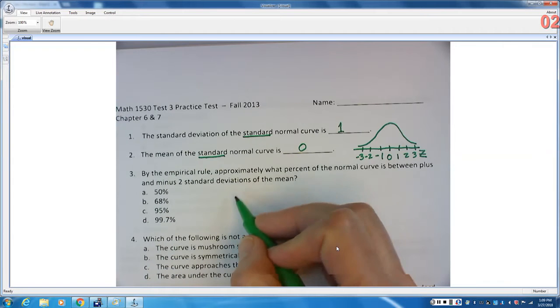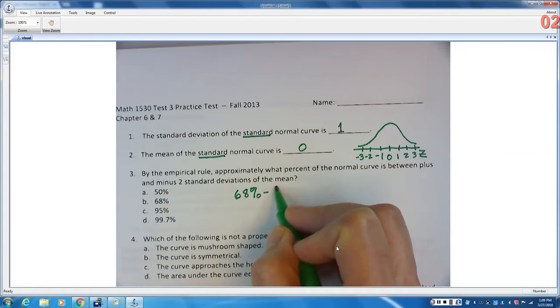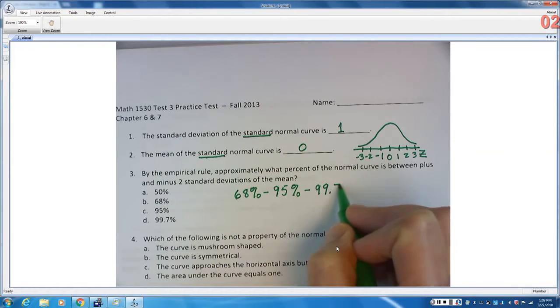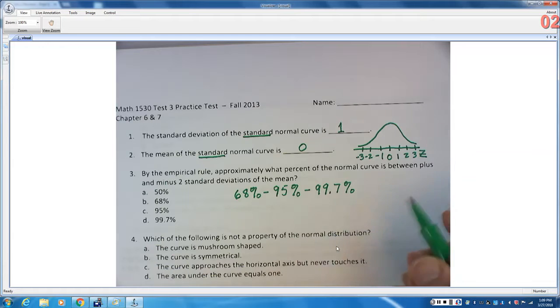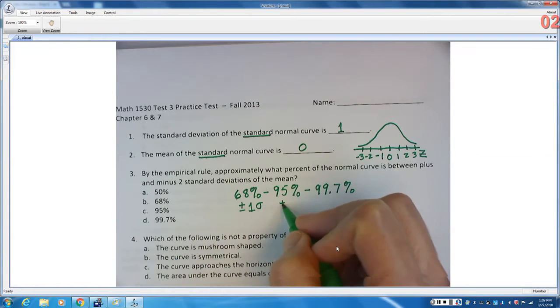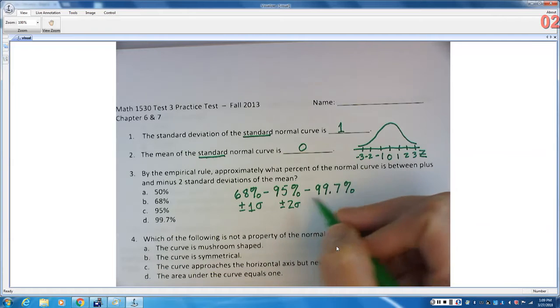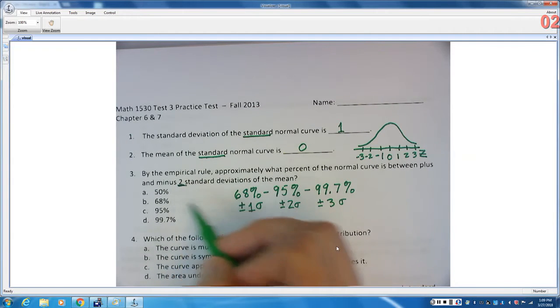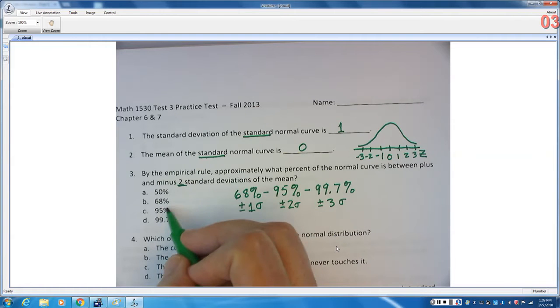And the empirical rule, which you should memorize, is that 68%, 95%, and 99.7% of all data is between plus or minus 1 standard deviation, plus or minus 2 standard deviations of the mean, and plus or minus 3 standard deviations. So 1, 2, and 3, that's from the chapter 6 notes. So what's between plus and minus 2 standard deviations of the mean? 2 is 95.